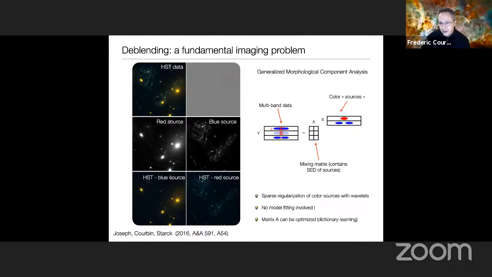So this is a schematic view of an image in one filter, another filter, another filter. And you say that each image in each filter is the combination through a mixing matrix of 2 sources, or 2 channels, a red one and a blue one. And that matrix contains, in fact, the SEDs, the spectral energy distributions of the red and of the blue source. So you give relative weights of the different sources through the SEDs, and then you retrieve the data.